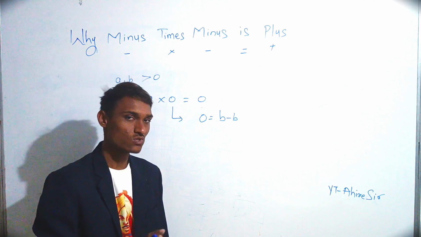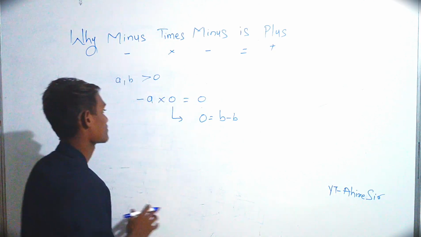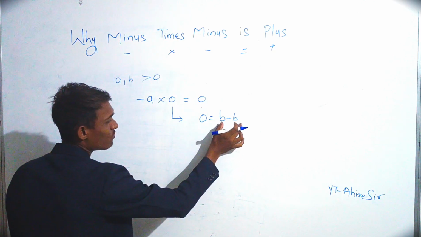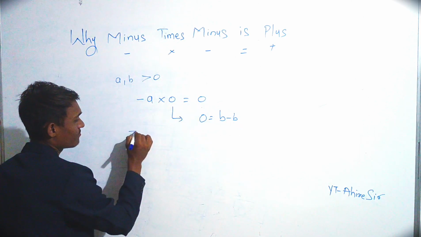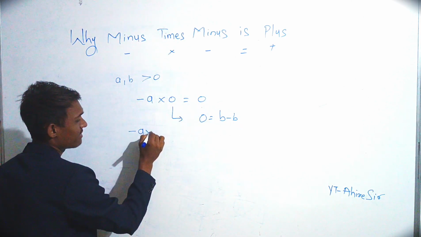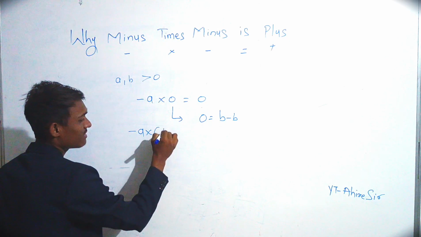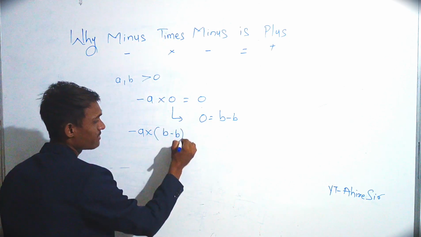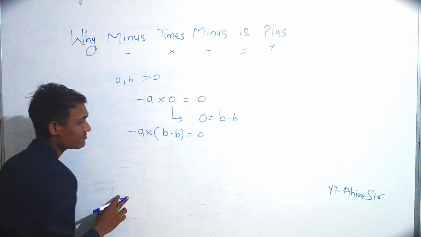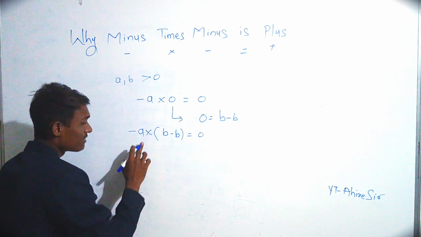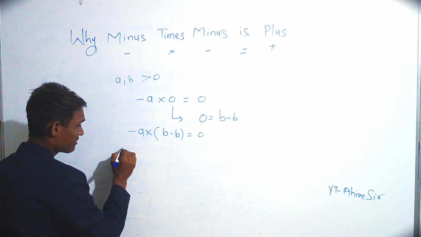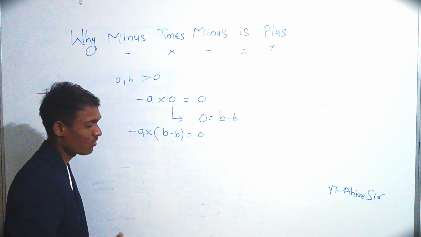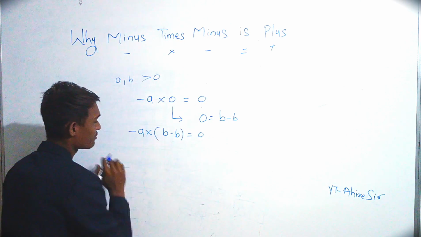1 minus 1 is 0, 2 minus 2 is 0. So we are able to put the value of b minus b in terms of 0. Minus a into (b minus b) is equal to 0. Here we are able to use the distributive law.